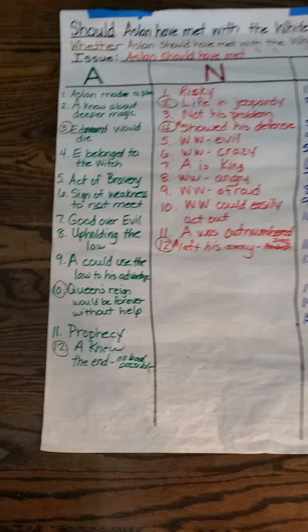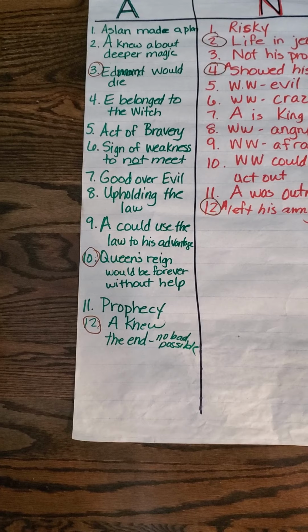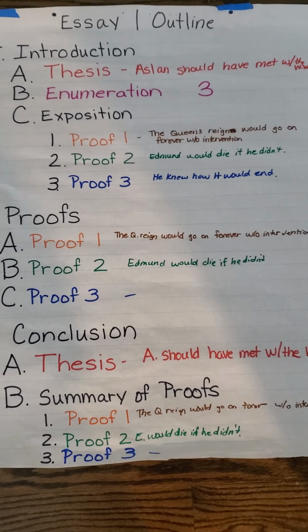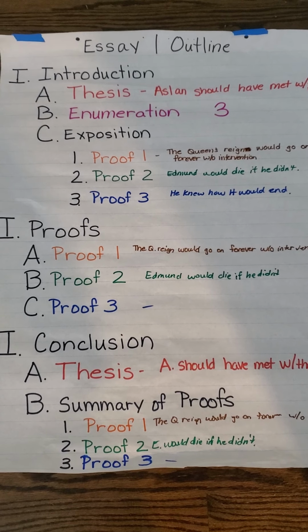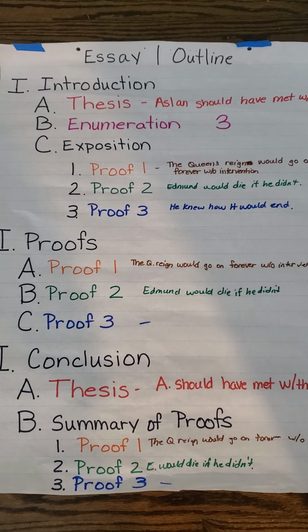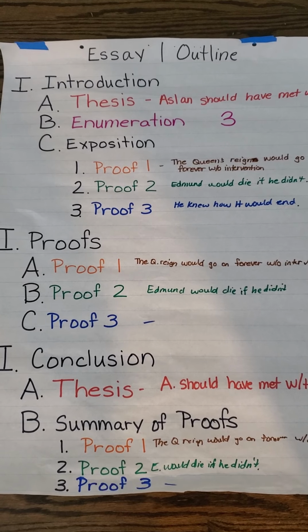Now, as you can see in our ANI chart, we have circled the three that they wanted to use as our main proofs for our argument. So in class, we created our outline. What you see in black on the outline are things that will never be introduced into the paper by words. It just gives us a form for the outline.